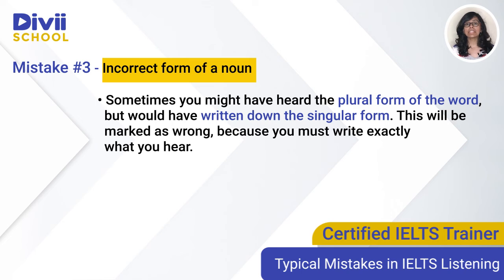Mistake number 3. Writing down the incorrect form of the noun. In some cases, you may have heard the plural form of the noun, but when you write the answer, you might write just the singular form. In most cases, many students miss out the S, which designates the plural. In this case, you must be careful because you will not get the answer correct if you've heard one form but written another form of the noun.